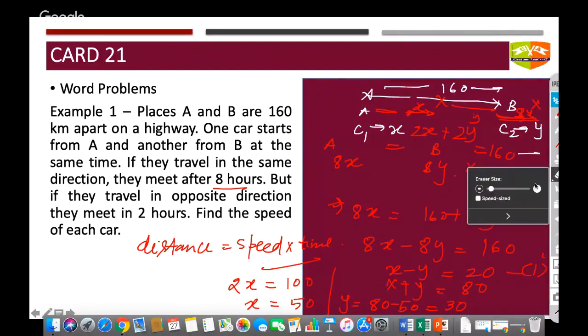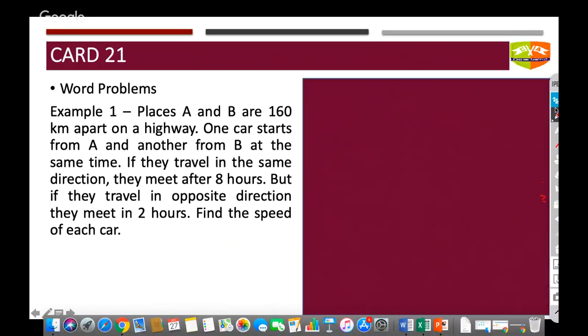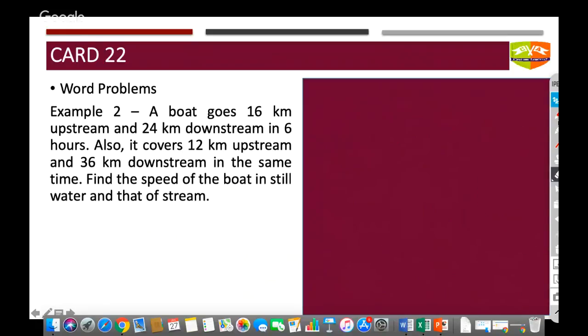Now let me move to the second question, which is this question. This question says that a boat goes 16 kilometer upstream and 24 kilometer downstream in 6 hours. Also, it covers 12 kilometers upstream and 36 kilometers downstream in the same time. Find the speed of the boat in still water and that of the stream. So try to understand, if the speed of the boat VB in still water is suppose x, and the speed of the stream, which I say is the speed of the river, is y.